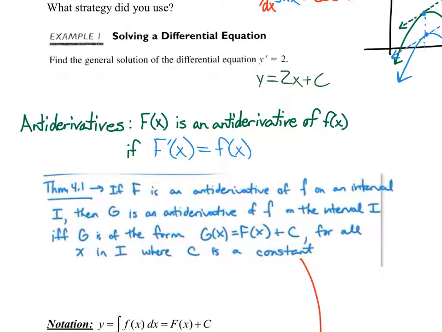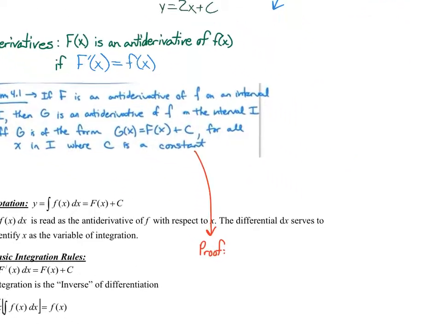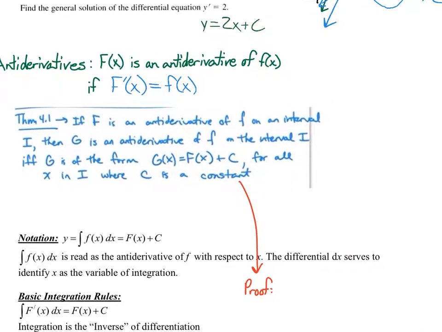Okay? So here's a little theorem that we could work through. If capital F is an antiderivative of f on an interval I, then capital G is also an antiderivative of f on the interval I if and only if capital G is in the form capital G of x equals capital F of x plus c for all x's in the interval, where c is a constant. Let me walk you through what we're talking about here. What is iff? Iff stands for if and only if.